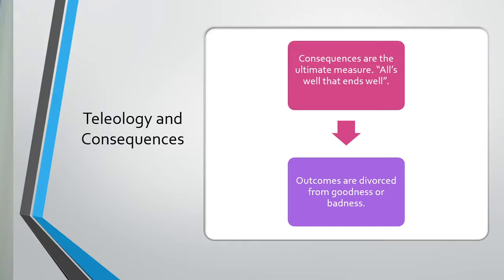So consequences are the ultimate measure. All's well that ends well. So that if we get a good outcome that comes out of it, what we hope to attain, then the means is justifiable.